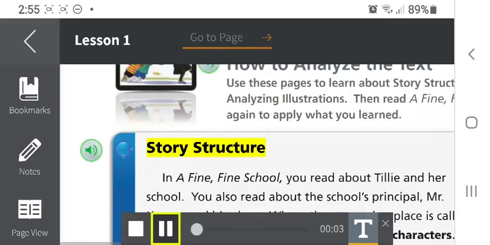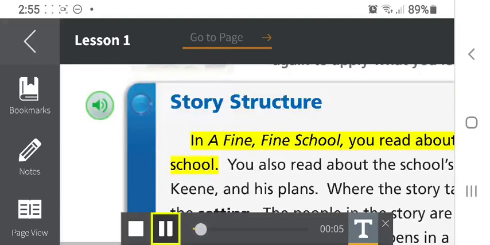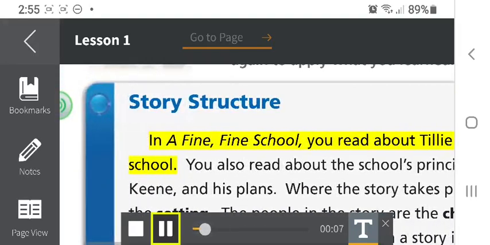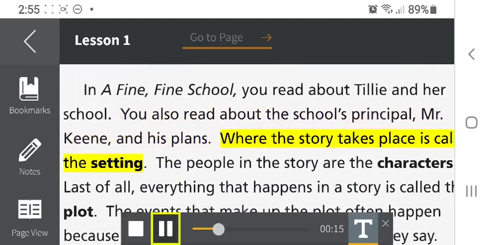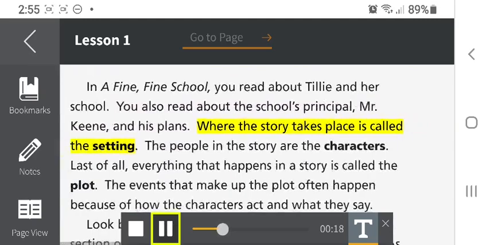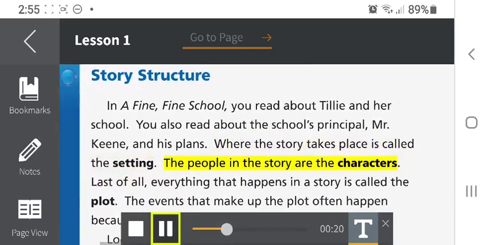Story structure. In A Fine, Fine School, you read about Tilly and her school. You also read about the school's principal, Mr. Keene, and his plans for studying. Where the story takes place is called the setting. The people in the story are the characters. Last of all, everything that happens in a story is called the plot.